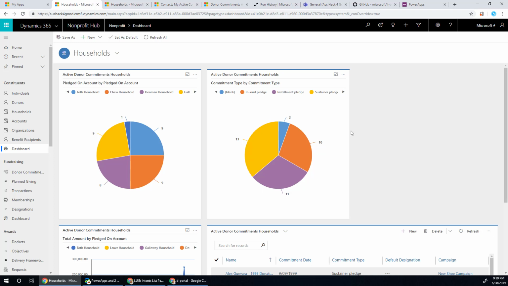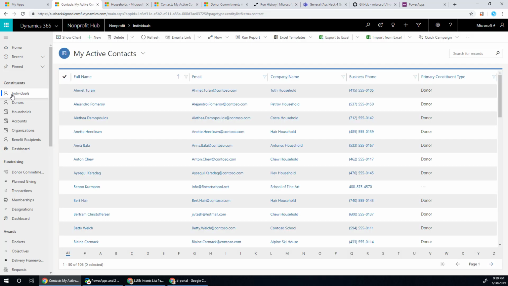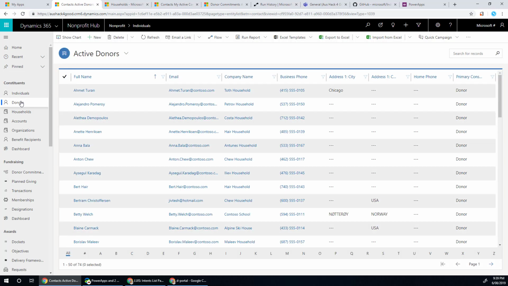So typically, you'd always have systems of record. So over here, I can look at who are my individuals in my customer relationship management system, but I can look at who are the donors and the households. But this is all a system of record. Where Dynamics takes this a step forward is that it is a system of intelligence.